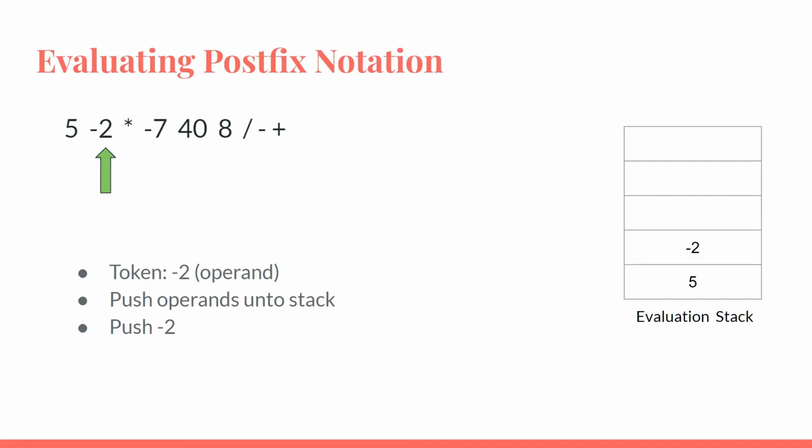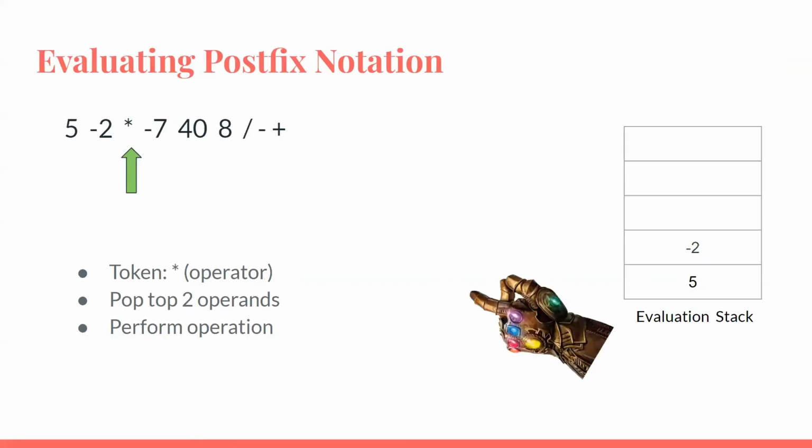We see this multiplication sign. When we see a multiplication sign, we're going to do two things. We're going to pop 2 items from the stack. We're going to evaluate that expression, and then we're going to push what our result is back onto the stack. So let's take a look at how that looks. Multiplication sign. We're going to pop 5 and -2 off the stack.